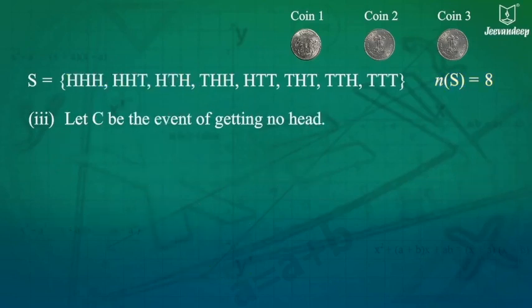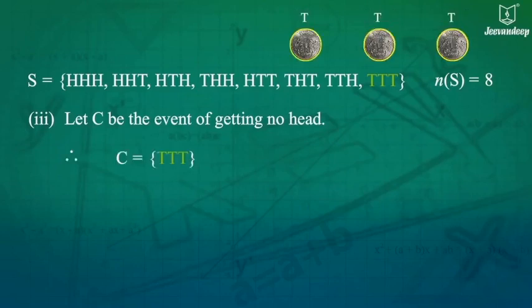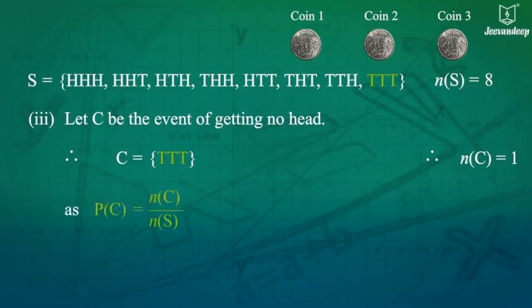3. Let C be the event of getting no head. Looking for the elements in sample space getting no head, we get, therefore N(C) equals 1, as P(C) equals N(C) upon N(S). Putting the values of N(C) and N(S), we get 1 upon 8. Therefore, probability of event C equals 1 upon 8.